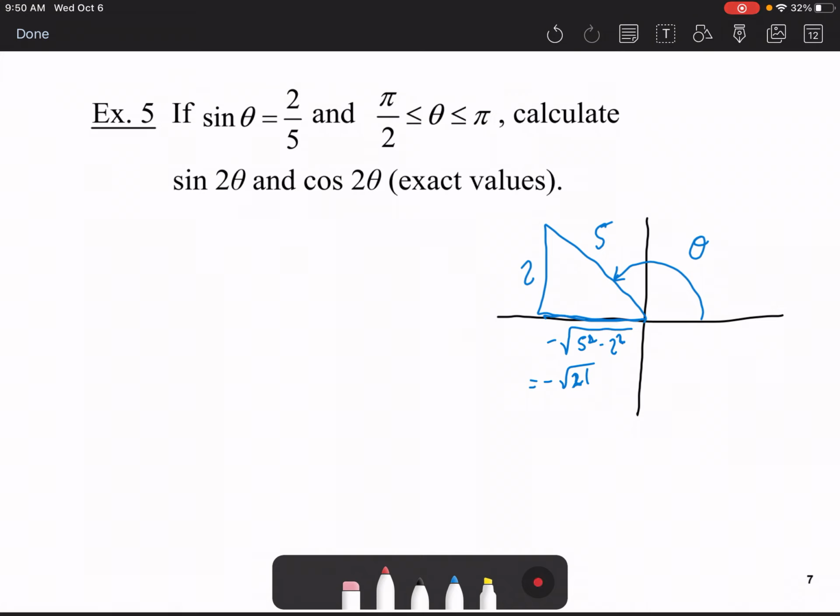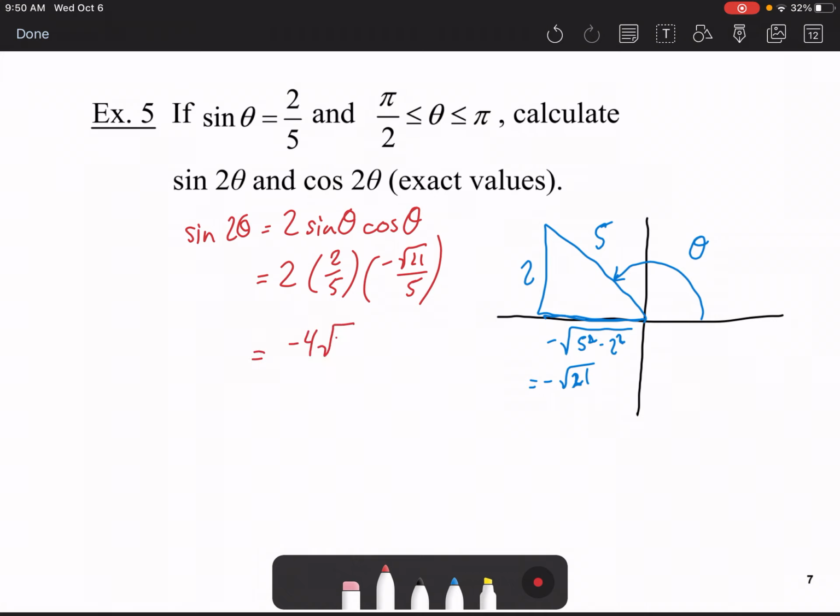And again, we could figure out what our values for sine of 2 theta and cosine of 2 theta are. So sine 2 theta is equal to 2 sine theta times cosine theta. Sine theta was already given by 2 over 5. Cosine theta is negative square root 21 over 5. So this is negative 4 times root 21 all over 25.